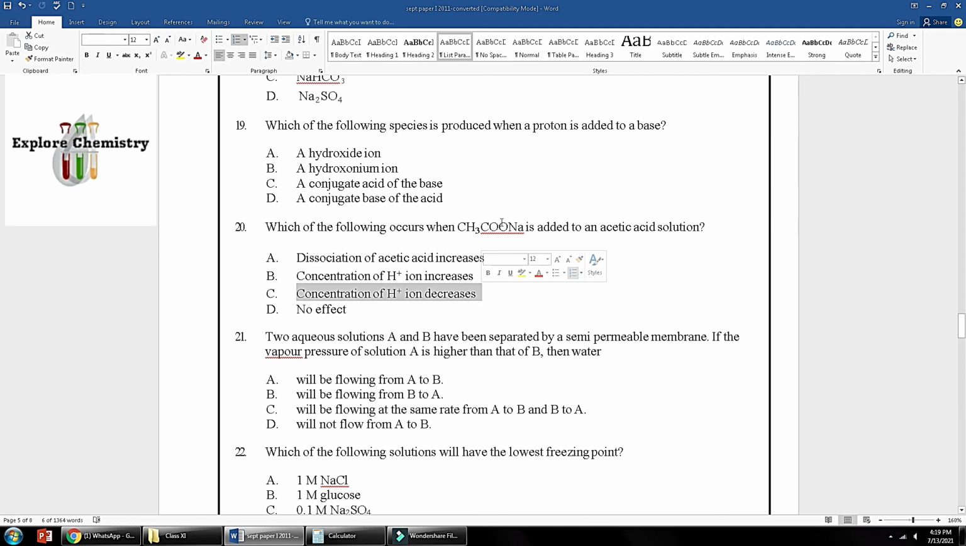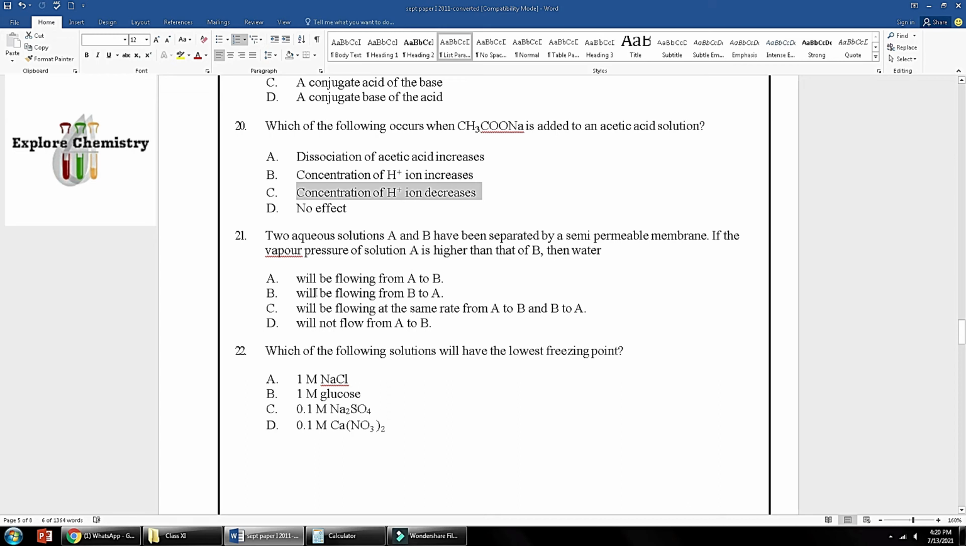When you add this strong electrolyte to acetic acid, acetate ion concentration will increase and dissociation of acetic acid will decrease. Acetate ion will combine with hydrogen ion and reform acetic acid. So due to common ion effect, hydrogen ion concentration will decrease. This will be the correct answer.